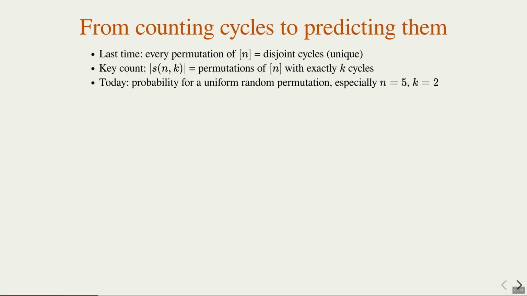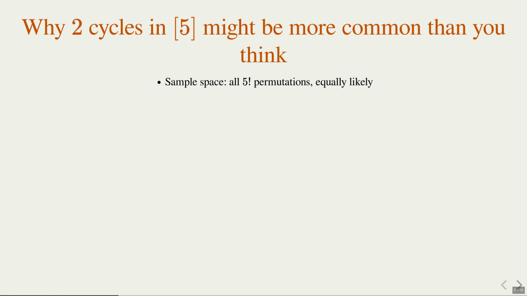Our main target is the probability of exactly 2 cycles when n equals 5. Here is the surprise. For n equals 5, the most likely number of cycles is not 1 and not 5, but 2. Uniform random permutation just means we are choosing one of the 5 factorial permutations with equal chance, so probability is counting divided by 5 factorial.